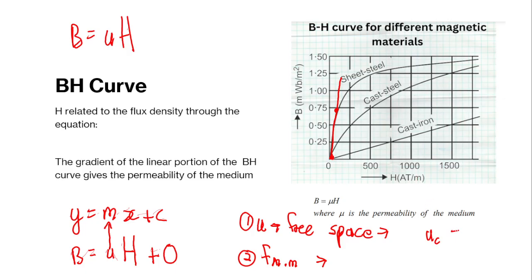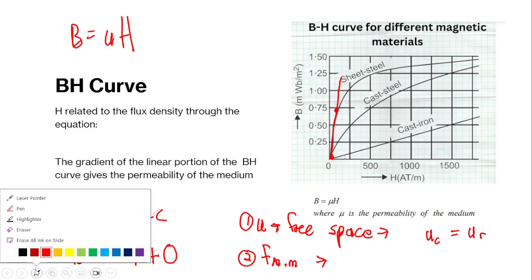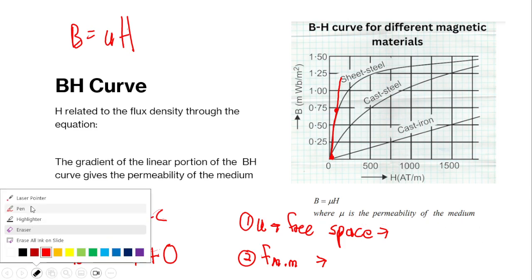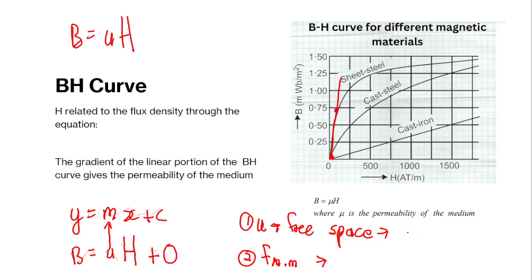So we know free space is mu 0. But what will be the equation for non-free space or ferromagnetic material? What do you all think it will be? What will be the equation for mu for a ferromagnetic material? Mu 0 by mu r, the relative permeability.